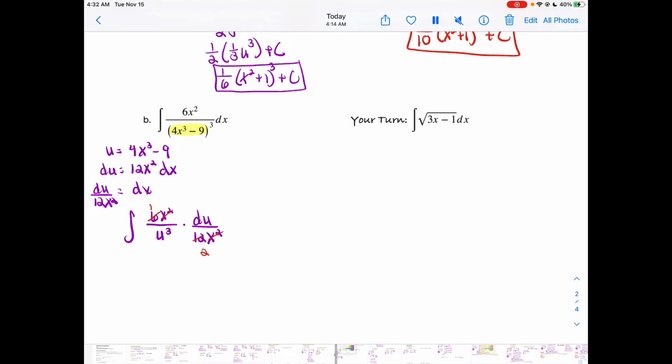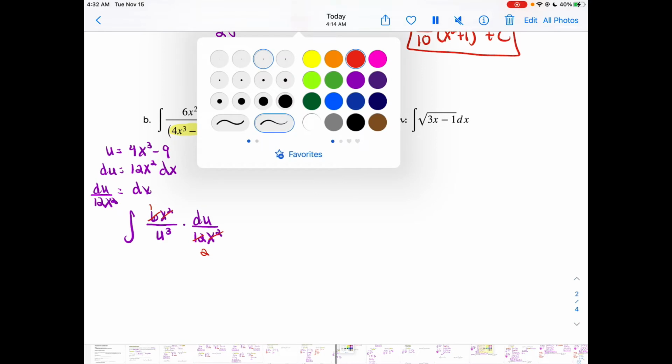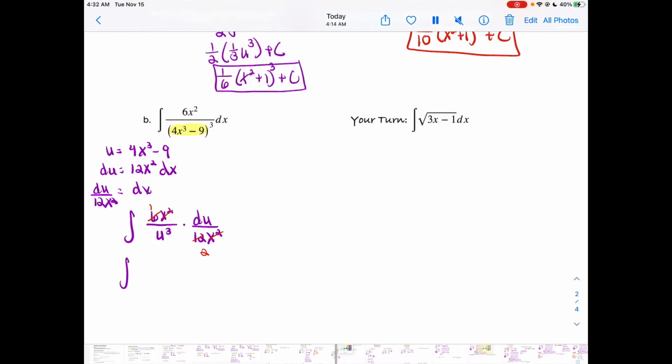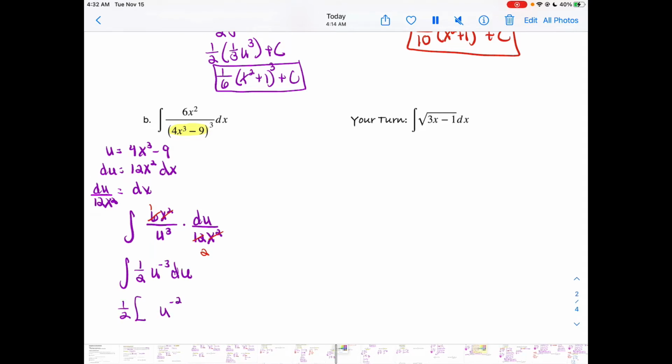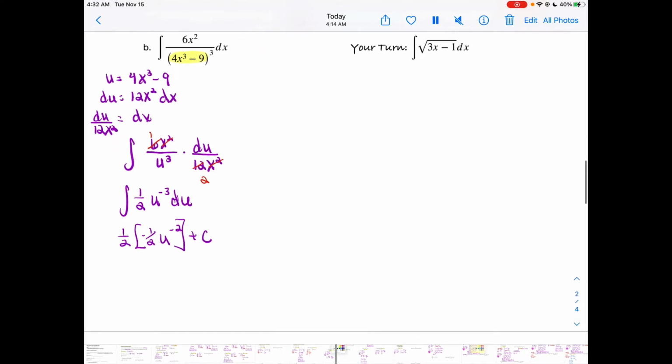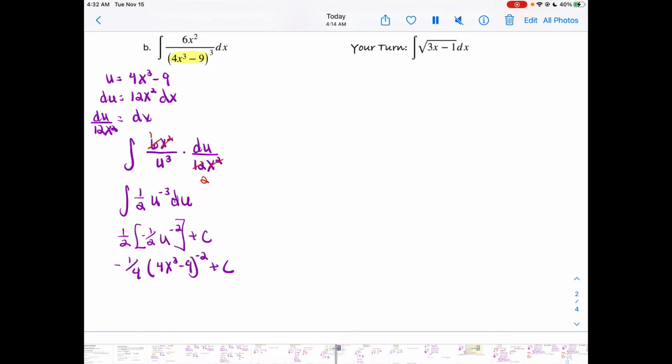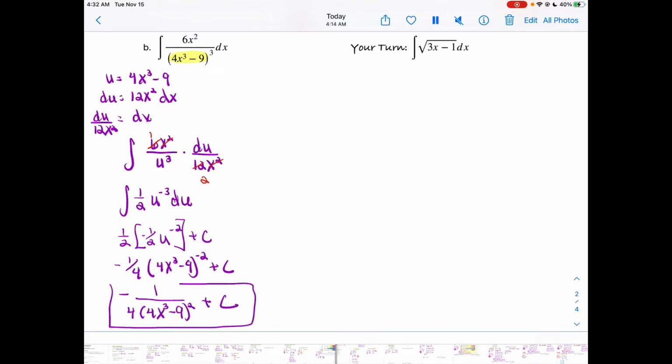So I'm left with 1/2, and then I'm going to move that u up so I can integrate it, so that's 1/2 u to the negative 3 du. Okay, factoring out the 1/2, I can just find the integral of u to the negative 3, which is negative 1/2 u to the negative 2 power, which gives us negative 1/4, and then u to the negative 2 power. Remember, u is 4x cubed minus 9. And then getting rid of our negative exponents, we bring that 4x cubed minus 9 down to the denominator and raise it to the square power. And that is our final answer.